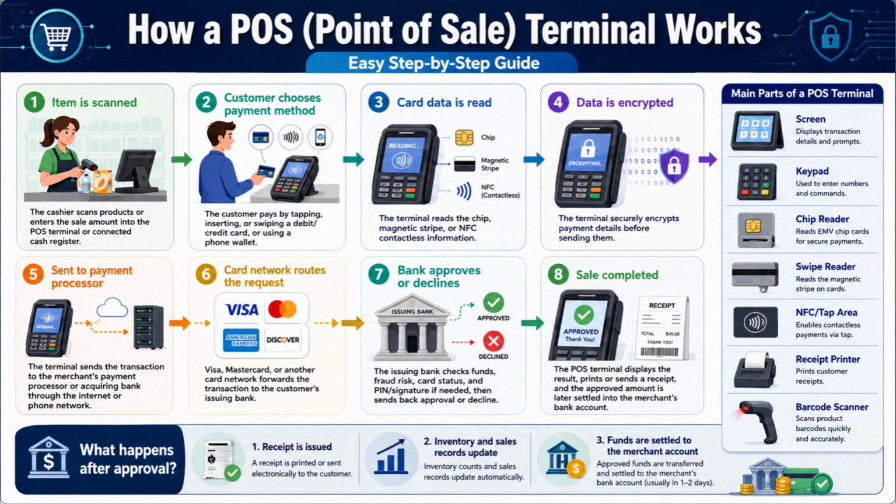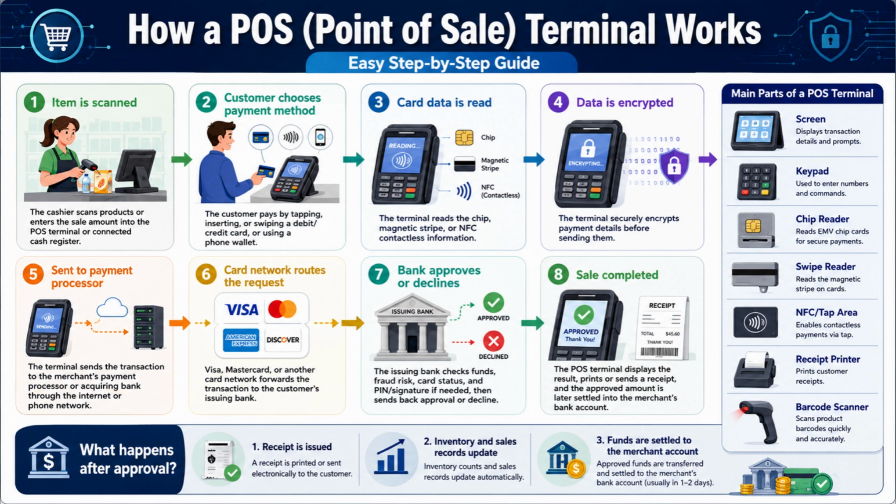If the customer inserts a chip card, the chip reader collects secure payment data. If the customer swipes the card, the magnetic stripe reader reads the card details. On the other hand, if the customer taps the card or phone, the NFC tap area reads the contactless payment information. Then, the terminal protects the payment details through encryption. This means the sensitive card information is changed into secure coded data before it is sent through the network.